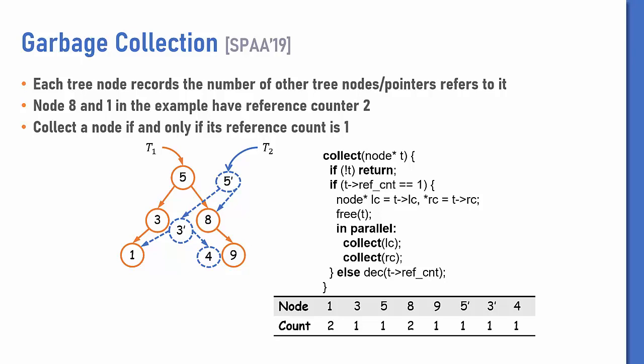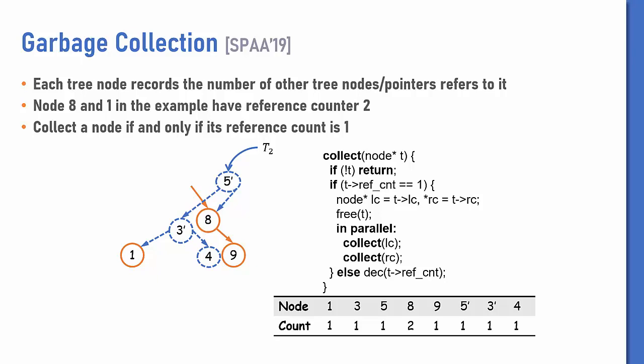Now we will collect T1. Okay, so we start with the root. The current reference count is 1 for node 5, so we can safely collect it directly. Next, we'll deal with the left and right subtrees recursively. For 3, it's the same case. The reference count is 1, so it's just collected. Then we go to the child of 3, which is node 1. The reference count is 2 for node 1, so we just decrease its reference count to 1 and quit this process.